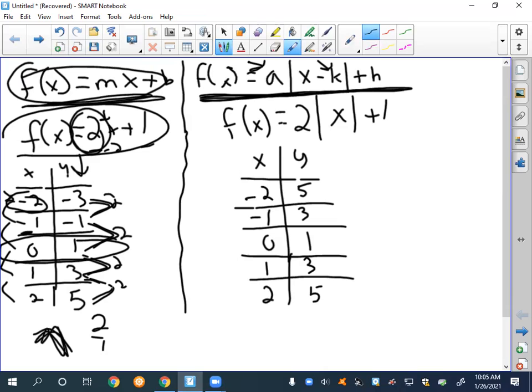Now, I went ahead and made a table of this one. Okay. Now, if I find the slope, it's pretty easy. We do it just like we did a while ago. What is the y changing by over here?